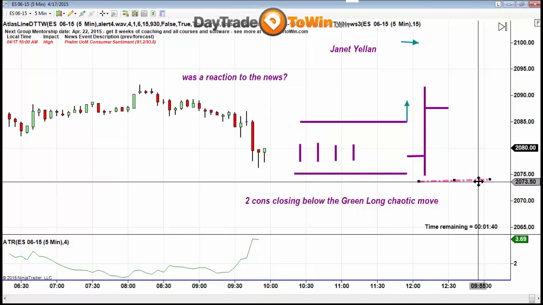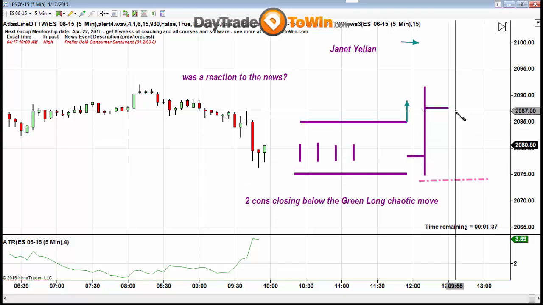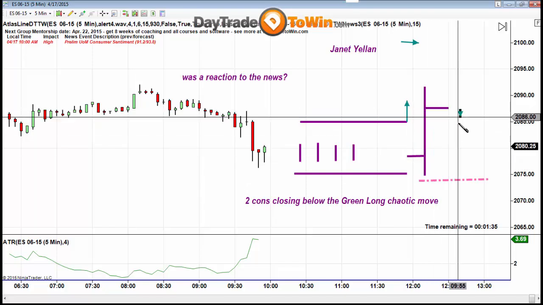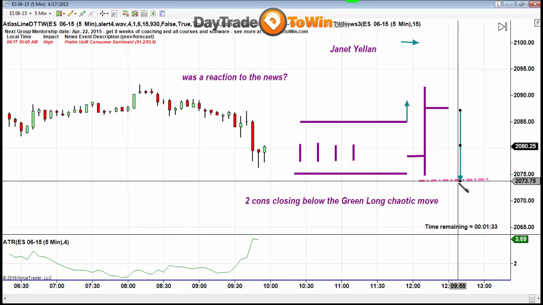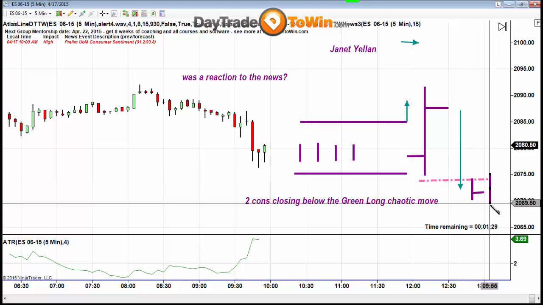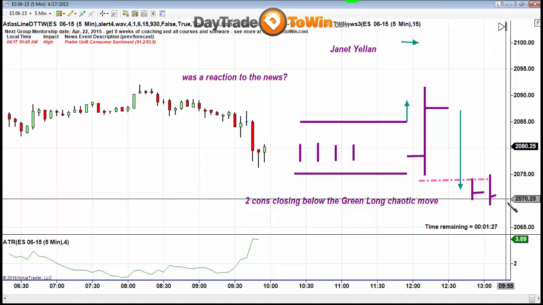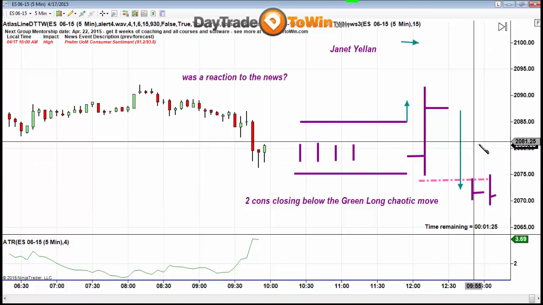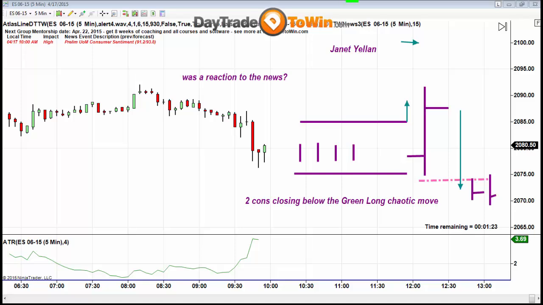So if most traders have their stops just below this candle, as soon as this long fails and the market starts to go down, 2 candles that plot, you have your short opportunity. And this could happen anytime throughout the day.